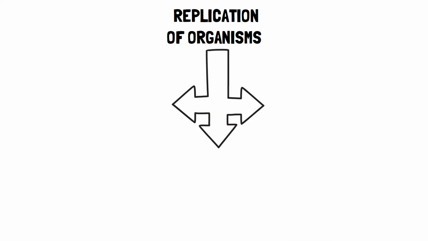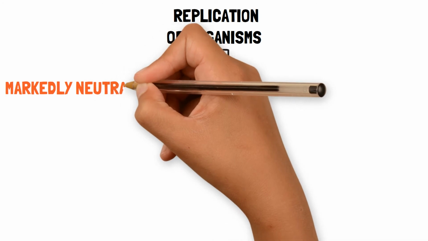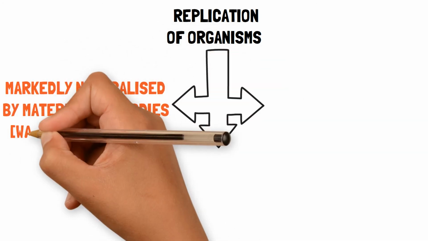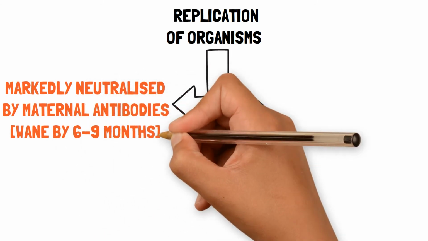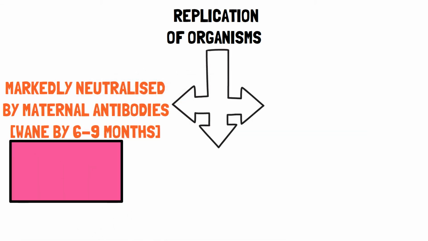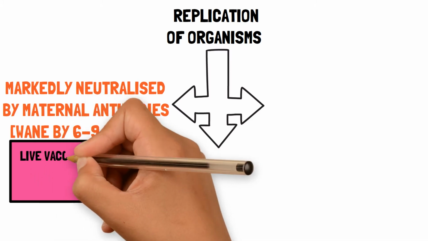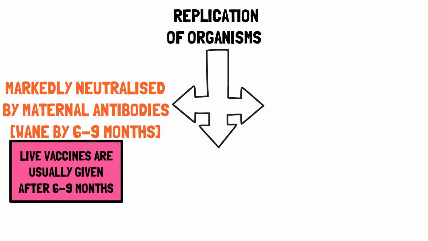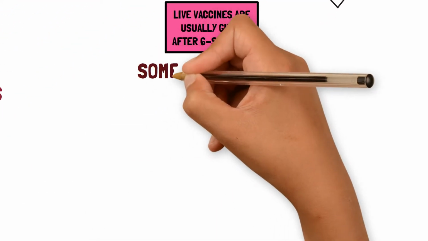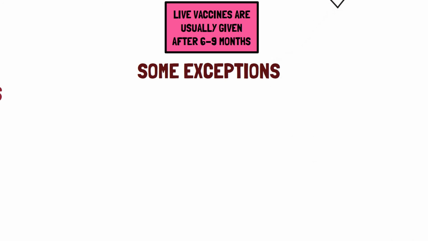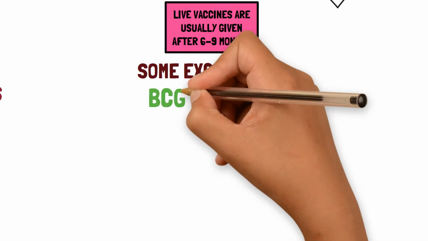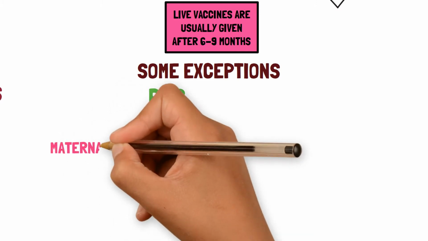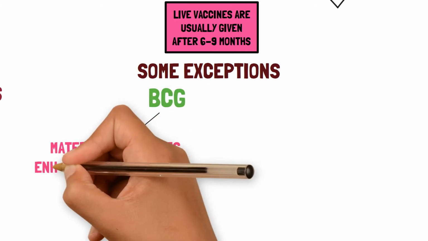There are clinical implications. First, they can be markedly neutralized by maternal antibodies. These maternal antibodies usually wane by 6 to 9 months of age. So live viral vaccines like measles, mumps, rubella or varicella vaccines are usually given after 6 to 9 months of age. Some exceptions are BCG. Here maternal antibodies may actually enhance the T cell response. So this can be given at birth.